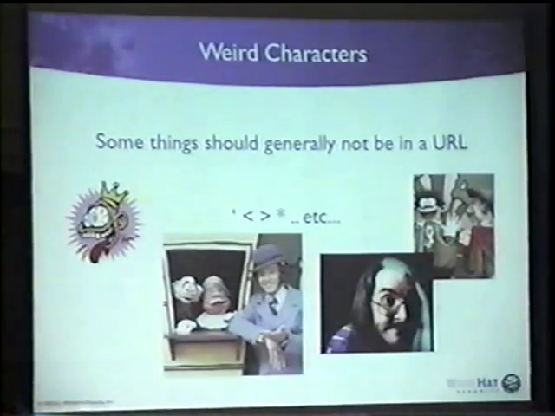So, got some weird characters here. Some things generally you should not find in a URL: greater than, less than, apostrophe, asterisk. You generally don't find these things in a GET request URL. I like to do it with the blue hair at the bottom. These are all Google Images searches, by the way. That's how I populate all my slides.